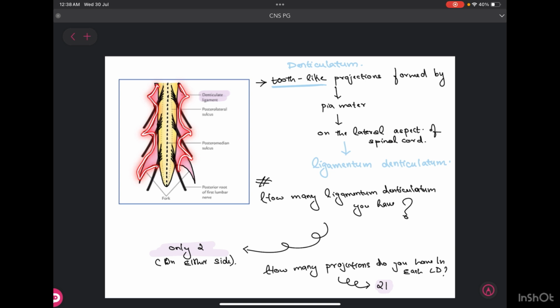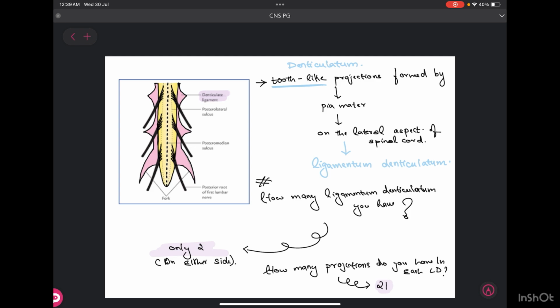On the lateral aspect of the spinal cord, this is the spinal cord, and on either side of the spinal cord, tooth-like projections are formed. This is called as ligamentum denticulatum. So, a question may be asked like, how many ligamentum denticulatum do you have? We only have 2. Don't count these. We only have 2 on either side. But if the question is how many projections do you have in each ligamentum denticulatum, then the answer is 21 on either side. So ligamentum denticulatum is the tooth-like projections formed by the pia mater on either side of the spinal cord. I guess this is also clear.